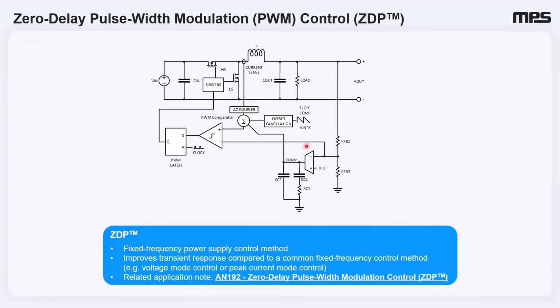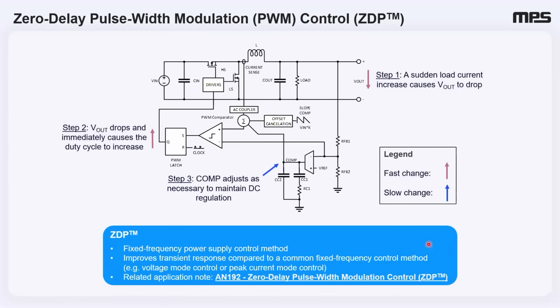So let's talk about zero delay PWM control. ZDP is MPS proprietary fixed frequency control scheme for superior load transient performance and output capacitor savings. ZDP bypasses the error amplifier by connecting the feedback node directly to the PWM comparator, creating a fast path to the PWM comparator. This fast path quickly changes the duty cycle that drives the high side and low side MOSFETs to compensate for Vout fluctuations without ramping the compensation up and down.